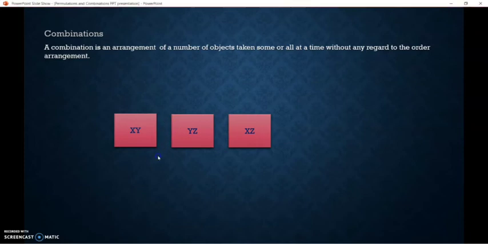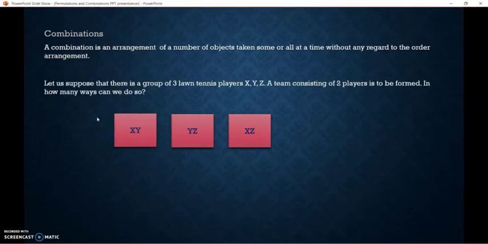So let's look at certain examples. Suppose I want to form a team of two players, and I have three lawn tennis players at my disposal. In how many ways can I do this? Each time I can take two. If I have X, Y, Z as three team members, then I can make X and Y in one team. Now, whether I choose X first and Y later, or Y first and X later, I'm not going to get a different team. I'm going to get the same team.